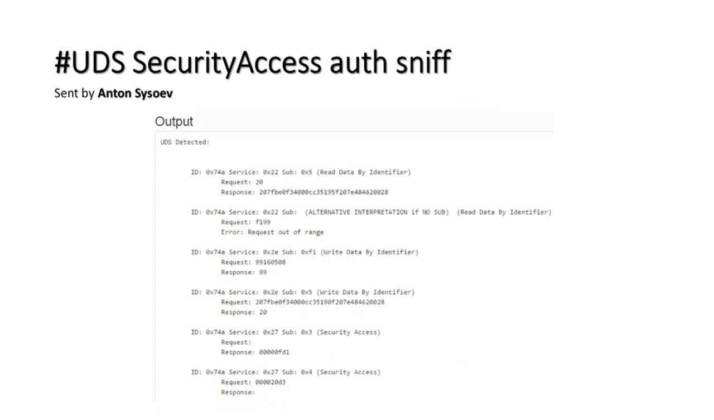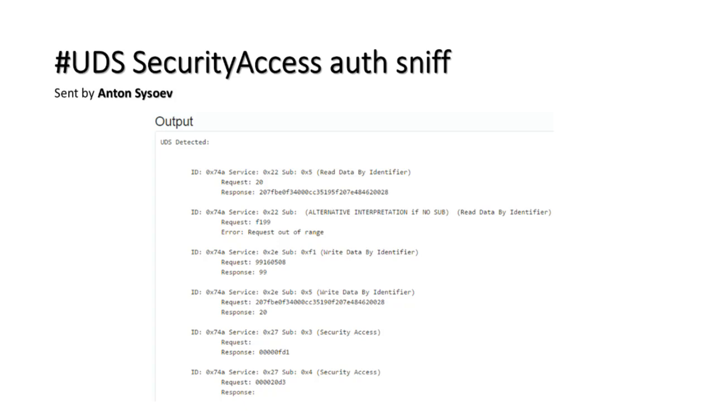In this example, my friend Anton tried to run some change action. He has an issue with mirrors, and he wants to disable them closing after the car is turned off. So it should be changed as a parameter in the ECU. He runs these diagnostic tools on this section and sniffs it with CANToolz, and this is the result of the sniffing. As you can see, the first part is authentication here.